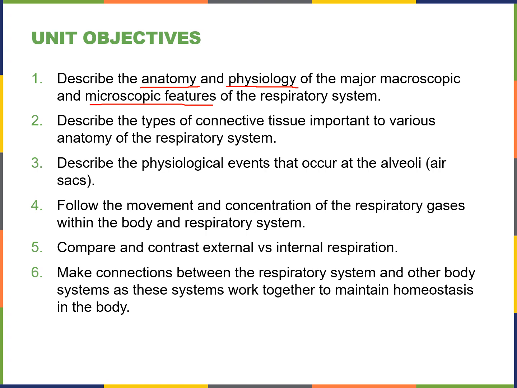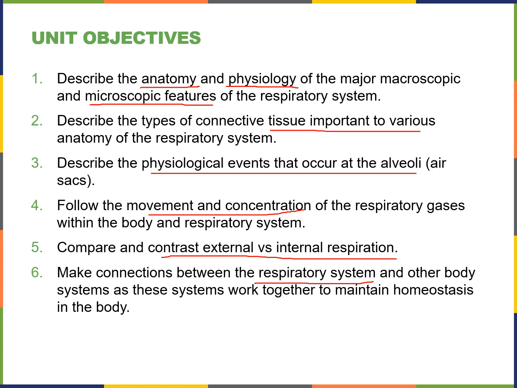What sort of tissues do we find throughout the respiratory system? The physiological events that occur at the alveoli, movement of the gases, and we will be talking about two processes called internal and external respiration, which actually you met in the cardiovascular system. And finally, a look at how the respiratory system works with other organ systems in the body to maintain homeostasis. So let's get started.